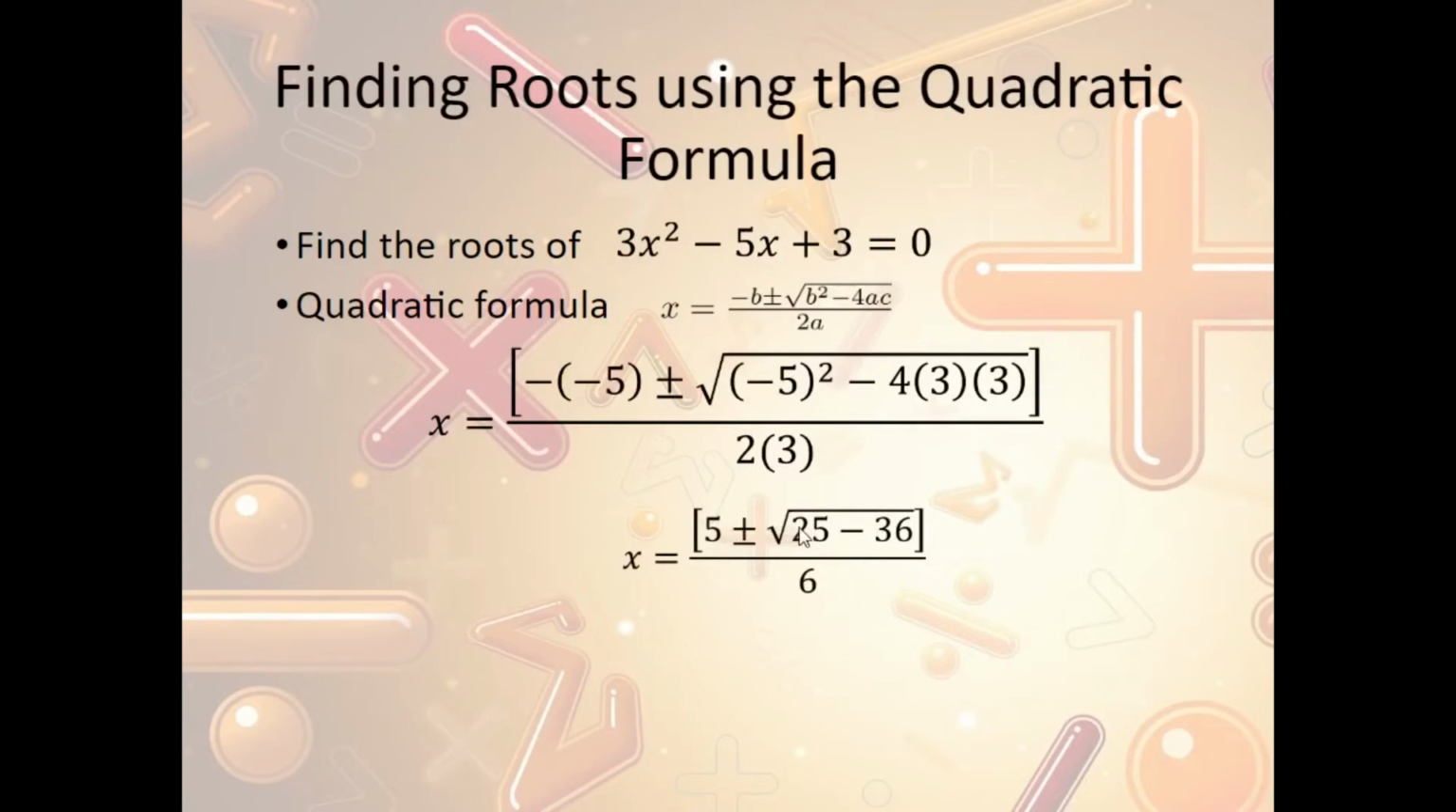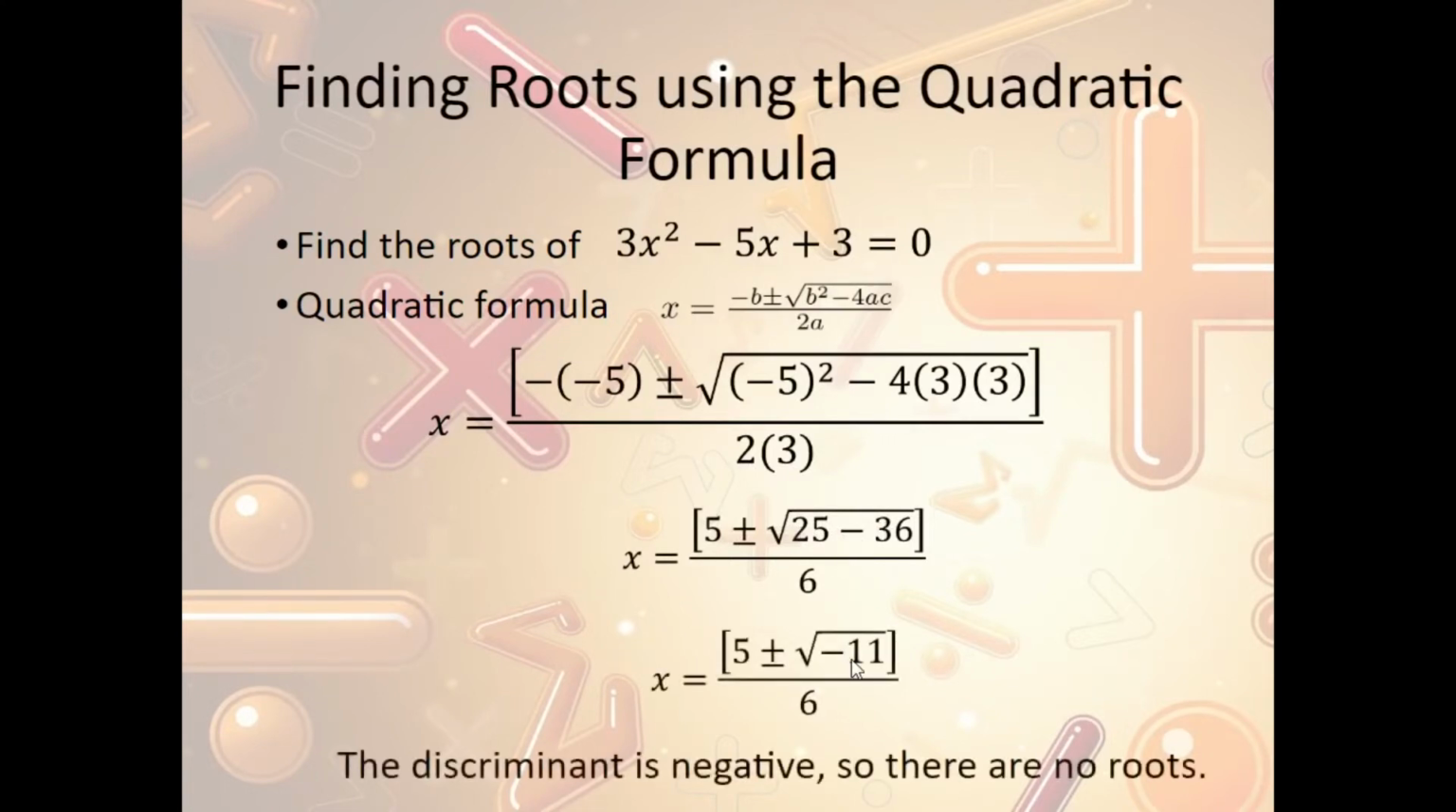Well, what we should notice is when we combine these, we end up with negative 11. Well, going back to our idea of a discriminant, we know that if there is a negative under the radical, there are no roots. So in this case, we would just say there are no roots, or we'd say no solutions.